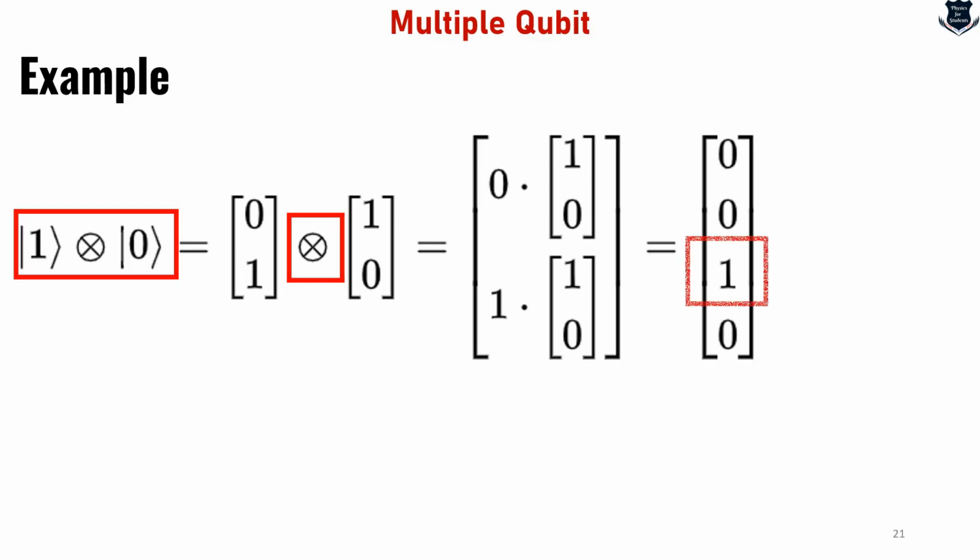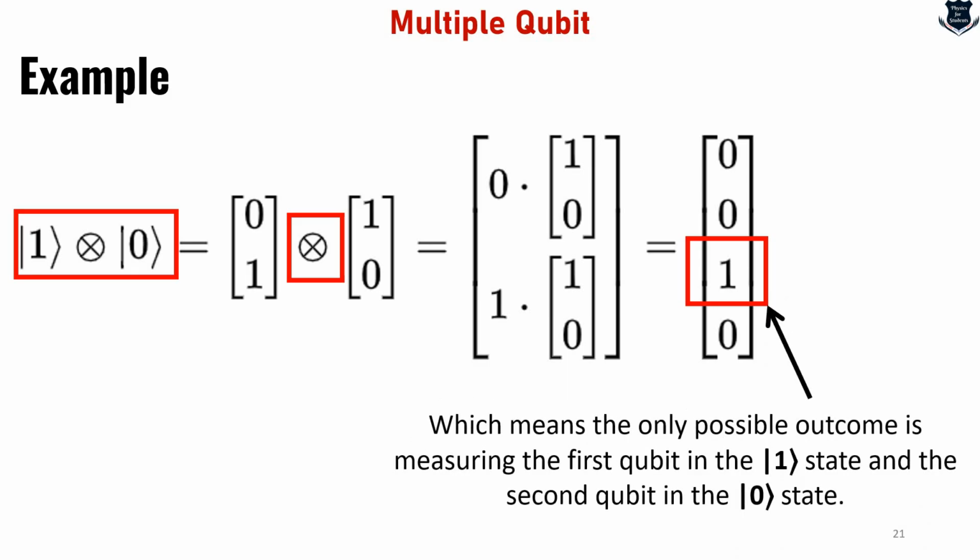And again we are using the tensor product. And here the resulting vector is 1. Here the third one. So the third element is 1, which means what? That the possible outcome is measuring the first qubit in the 1 state and the second qubit again in the 0 state, because it is the third element which is non-zero.